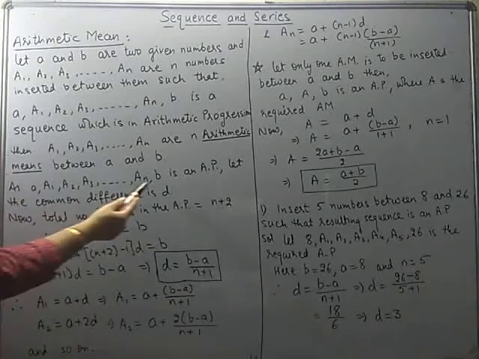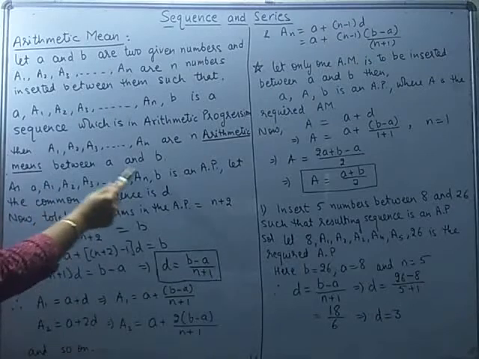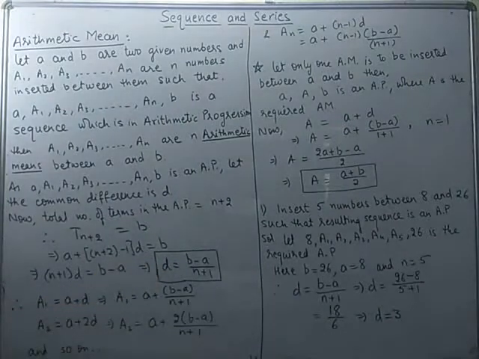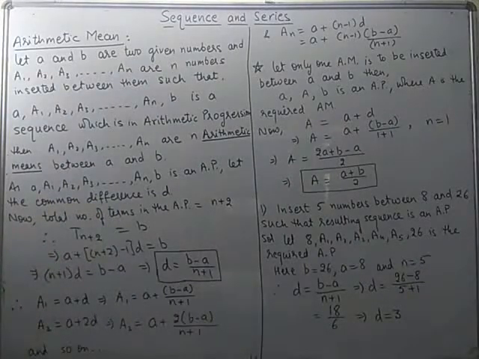These were already the given numbers, and with their help and the total number of means inserted, n, if I know all these three things, then the common difference can be evaluated. Once you know the common difference, you can quickly find the values of the arithmetic means which are inserted. A1 will be A plus D, so you can put the value of D here. A2 will be A plus 2D. Put the value of D again here. In the same way, An will be A plus n into D.